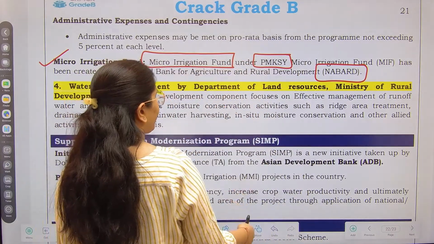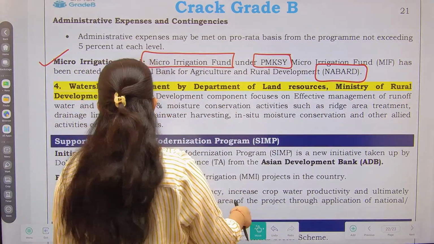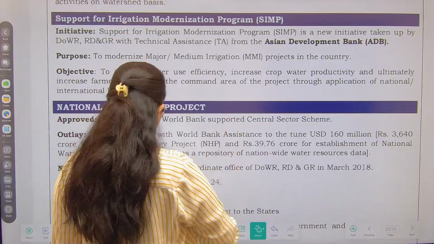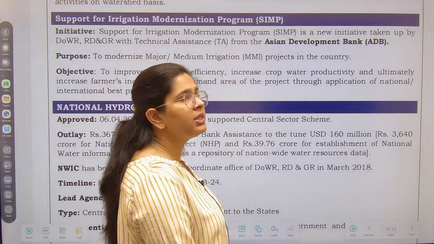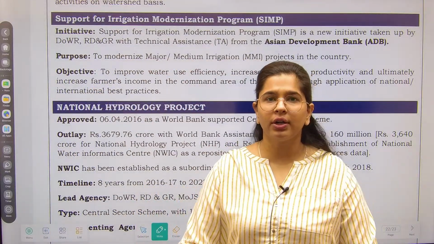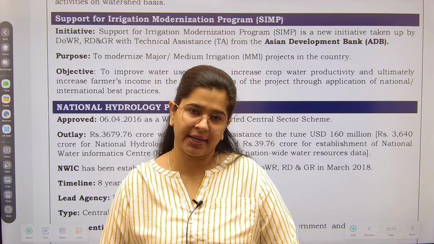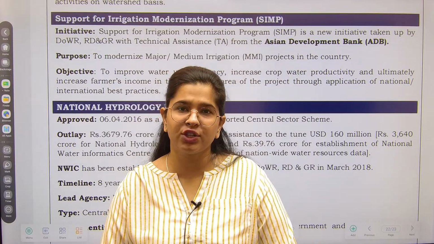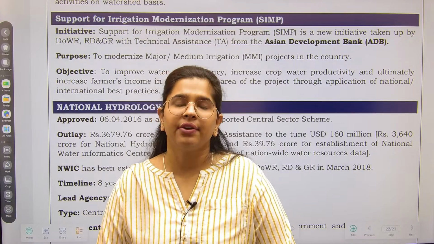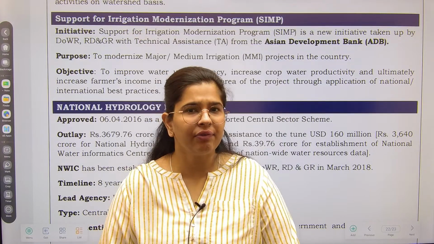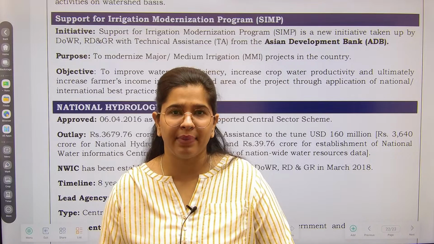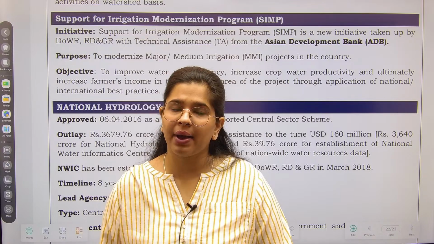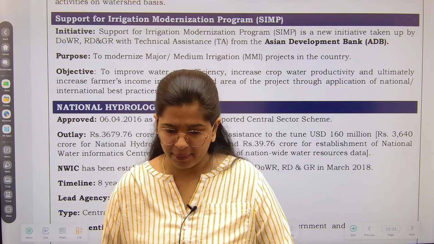Next is watershed development by Department of Land Resources and Ministry of Rural Development. So what happens in this component is, watershed means the area from where your water resource is being generated. So under your watershed development, you include the drainage management as well as the rainwater harvesting. Whatever way in which you are establishing and augmenting the water resource, that is going to come under your watershed development, right?